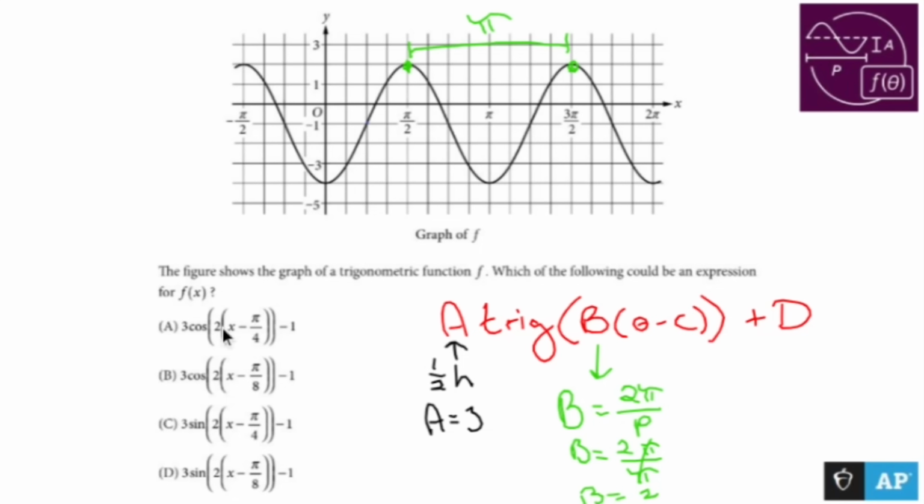So looking at these, which one of these has 2 for B? All of them. So that didn't help. Now, I'm not going to do C yet. C has to do with the left or right phase shift. Since I'm not choosing my sine or cosine yet, I don't know my phase shift yet. What I am going to worry about is D. D represents the vertical shift, and it looks like what we're doing is moving everything down 1. So my D is going to be -1.